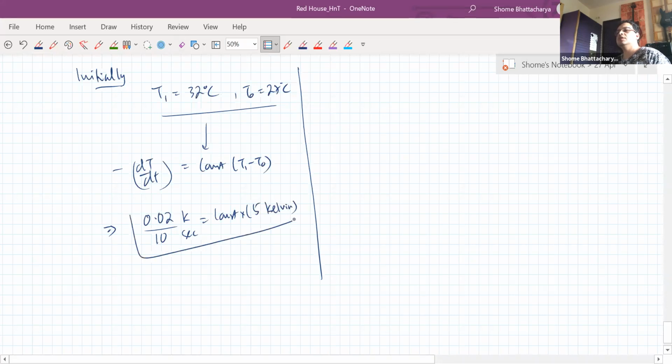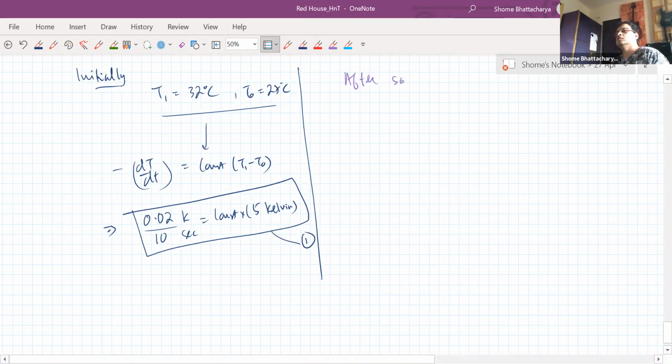Okay, so this whole thing is my equation 1. I just need to compare this with the second information. After some time, the temperature of the surface has become 29 degrees C. Temperature of the surrounding, of course, is still 27 degrees C. So at this point of time, the rate of cooling is equal to that same constant into T2 minus T1.